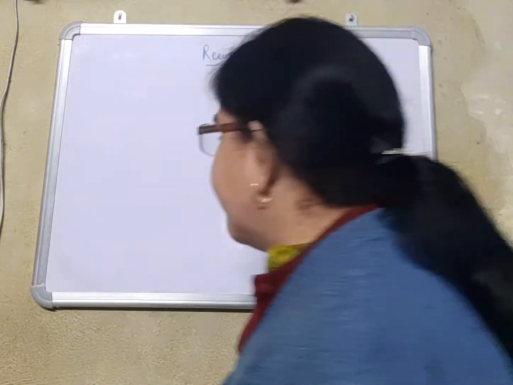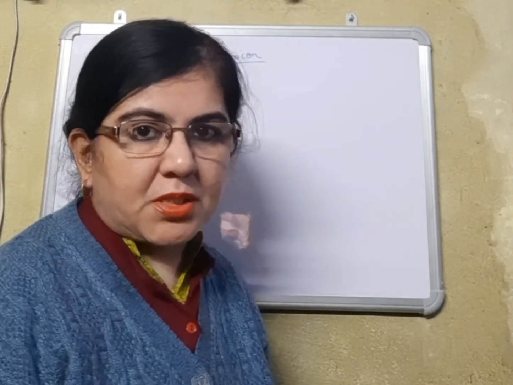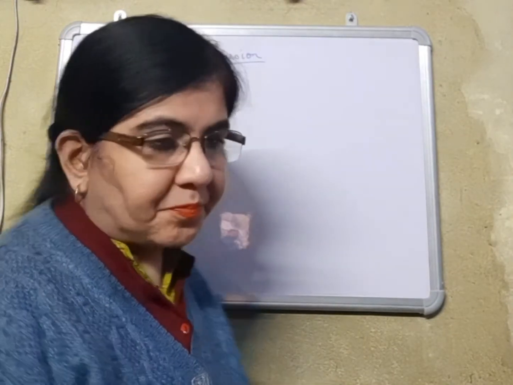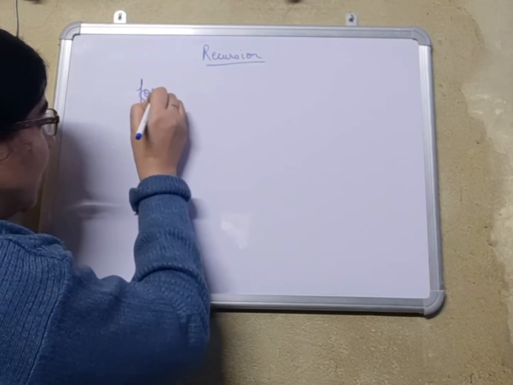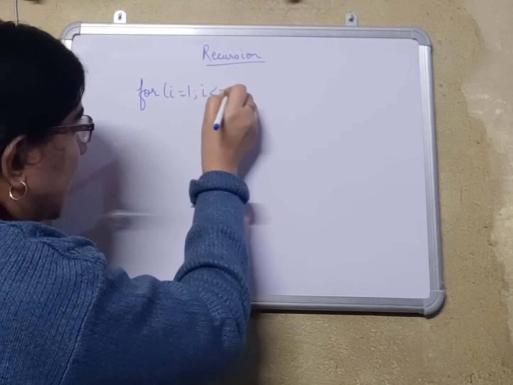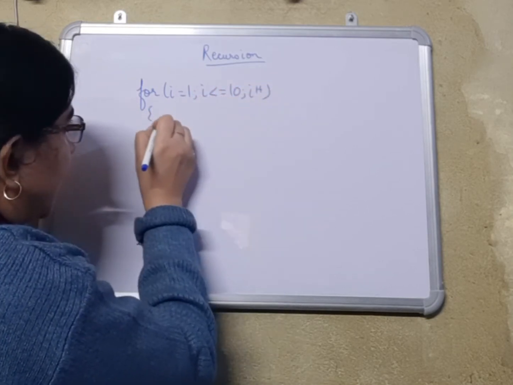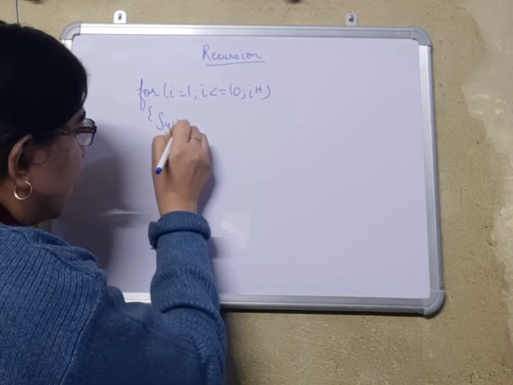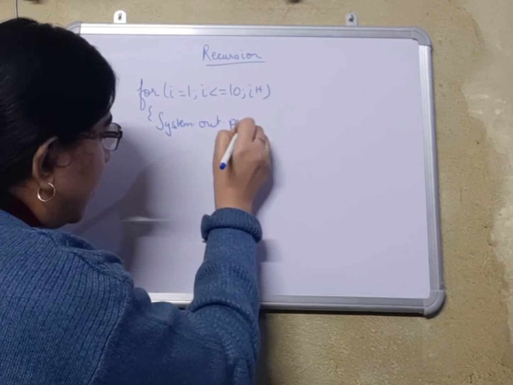Let's have a look. Suppose we have to print the first 10 natural numbers starting with 1. Generally, in a for loop or in a while loop, we use for i = 1, i <= 10, i++, and then we directly write System.out.println(i).